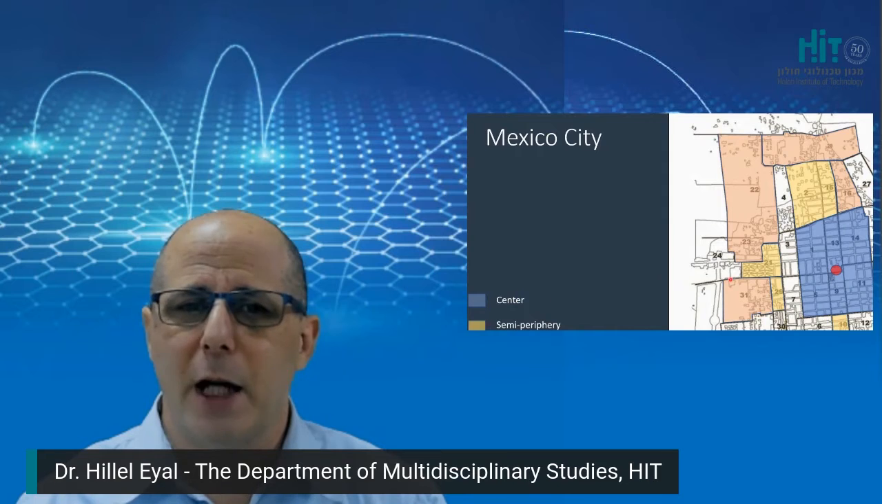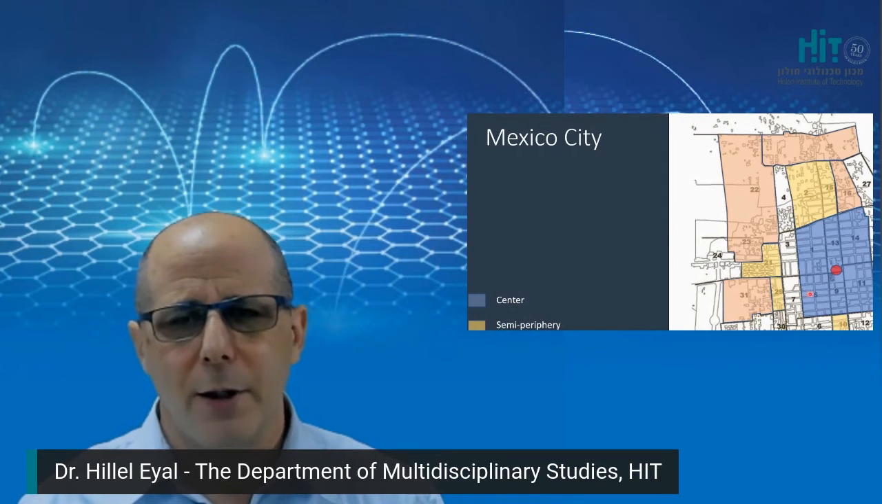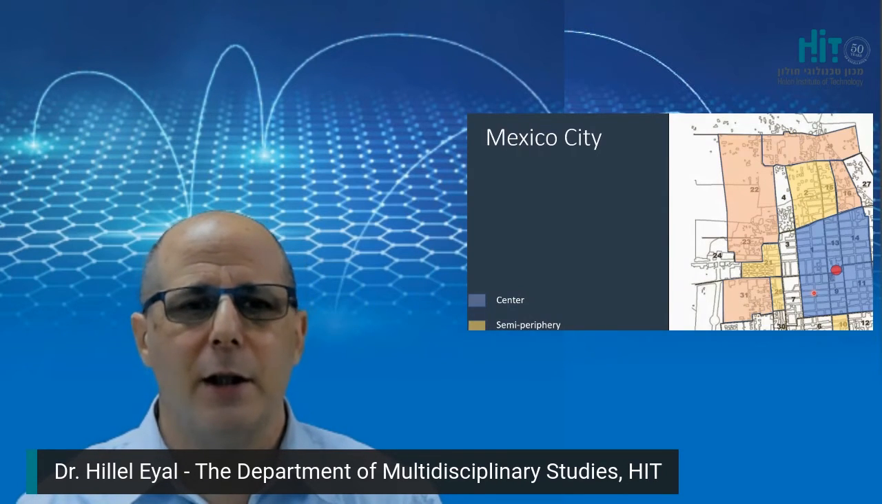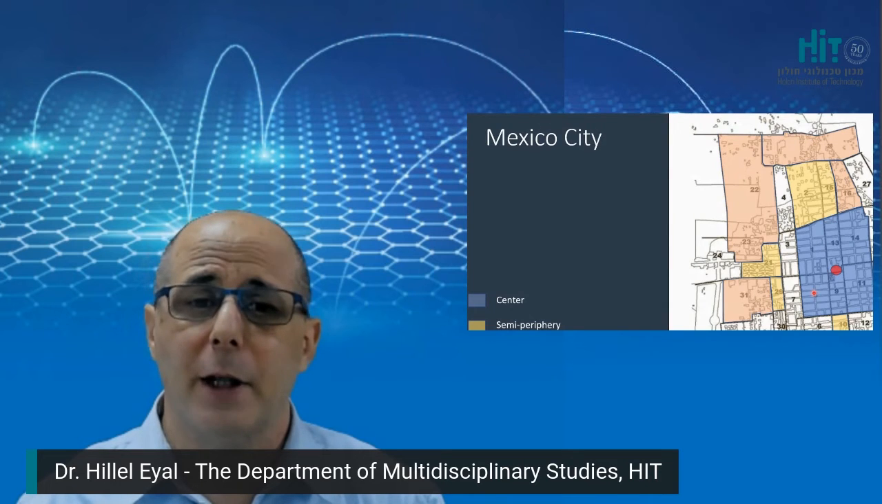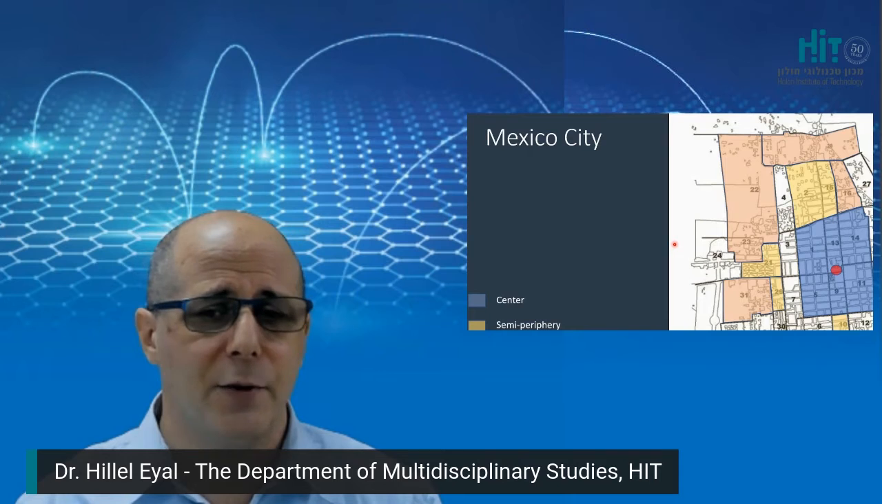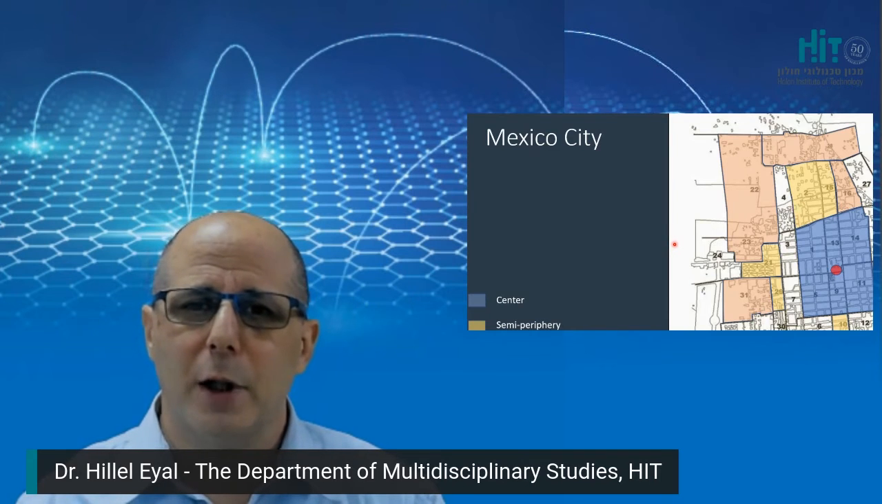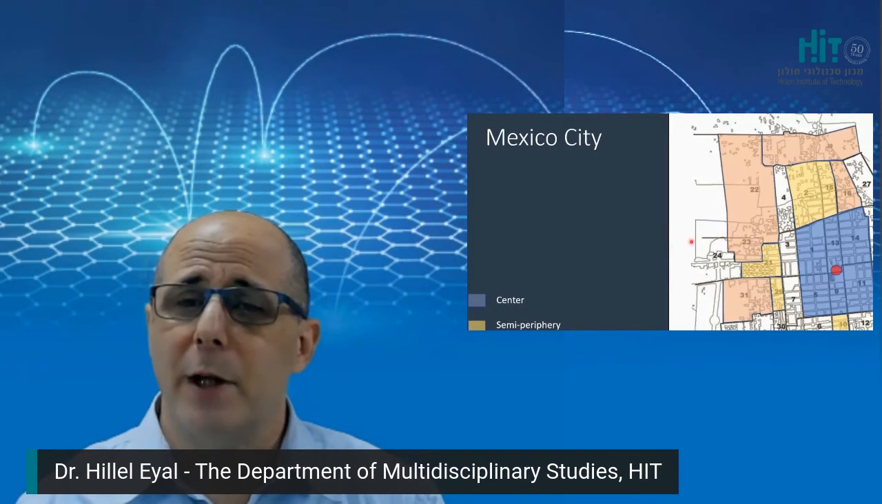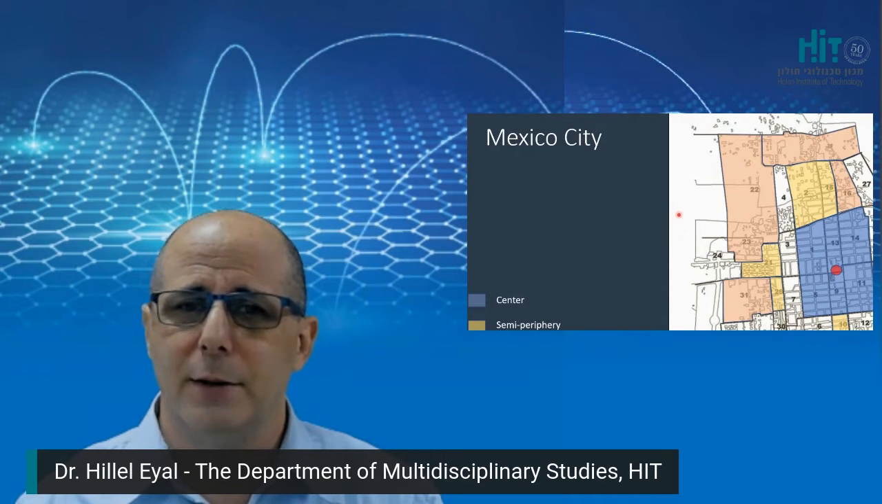So here we see on this map the division of Mexico City into center, semi-periphery, and periphery, following the data that I've just presented. By the way, the missing ones are just not available in the census.